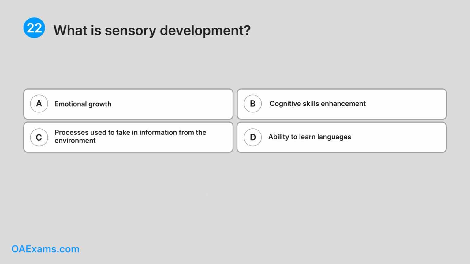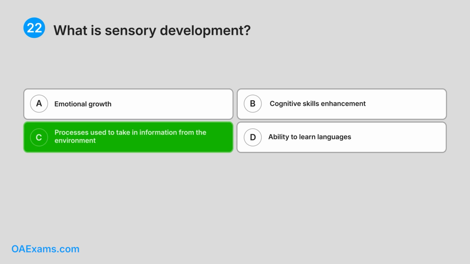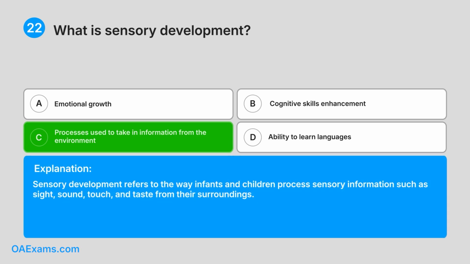Correct answer: C. Processes used to take in information from the environment. Explanation: sensory development refers to the way infants and children process sensory information such as sight, sound, touch, and taste from their surroundings.